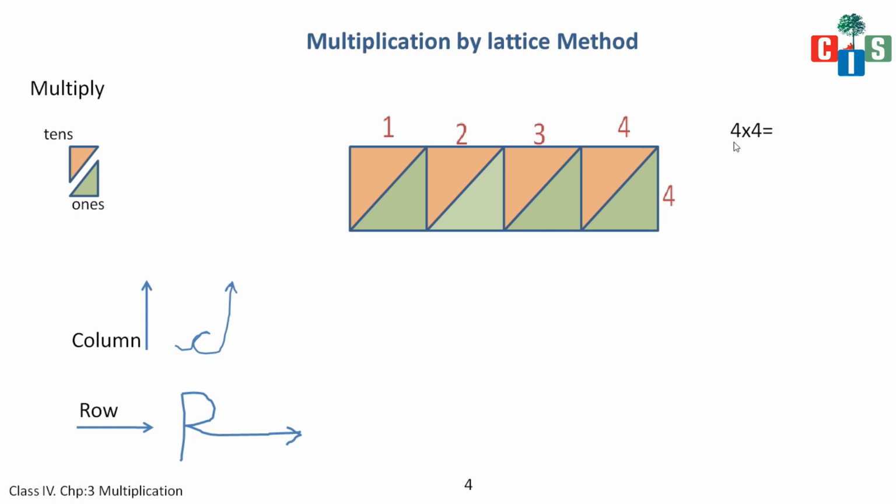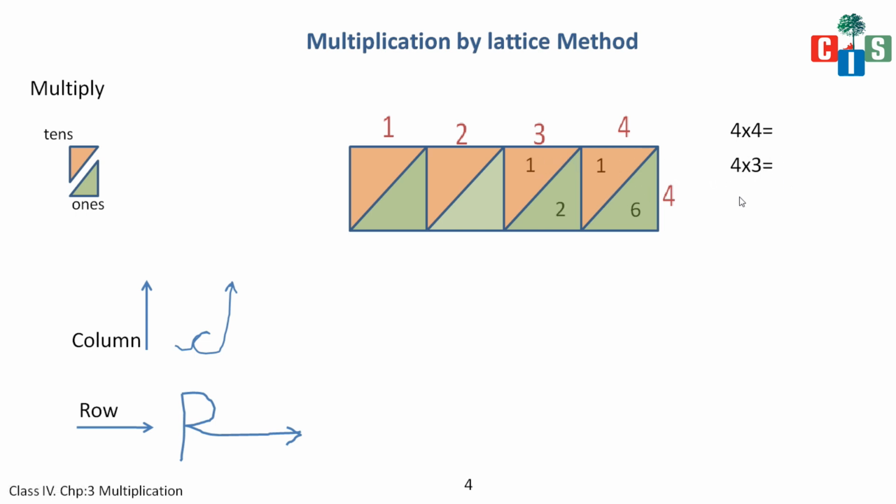See, 4 multiplied by 4 is 16. 6 is in the ones place, so 6 will go in the ones place. 1 is in the tens place, so 1 will go in the tens place. The upper one is tens, the lower one is ones. Now look in the second box. It will have 4 into 3. So 4 multiplied by 3, 12. 2 in the ones place, 1 in the tens place.